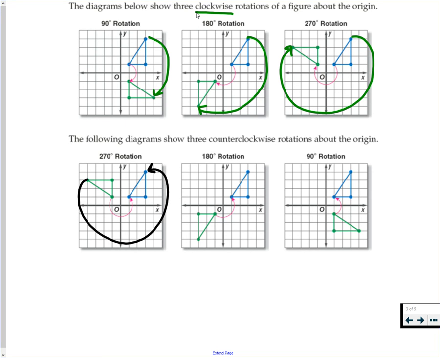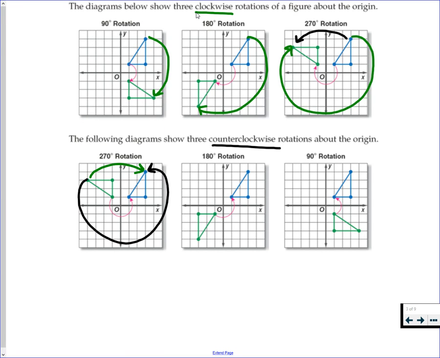I do want to point something out. Personally, I don't usually do very much with 270 degrees. I would rather look at a 90-degree rotation in the opposite direction. So a 270-degree counterclockwise rotation is the same as going 90 degrees clockwise. Or back up to the last one, 270-degree clockwise is the same as a 90-degree counterclockwise. So I tend to focus more on the 90s than using the 270s.